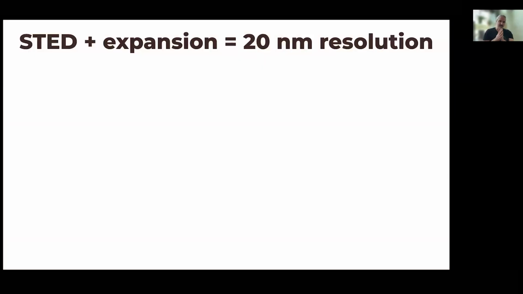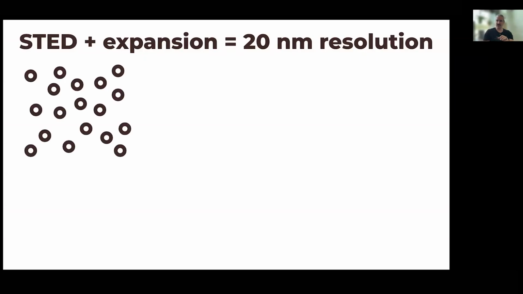So, I mentioned before we achieved 60 nanometer resolution, but could we do better? And yes, we can. We combined expansion microscopy with STED microscopy, which is an optical approach to super resolution microscopy. And STED microscopy works in the following way. Imagine all these dots are individual fluorophores.